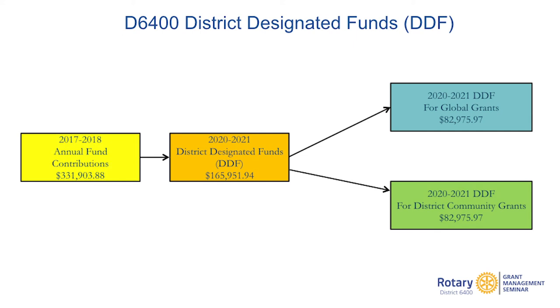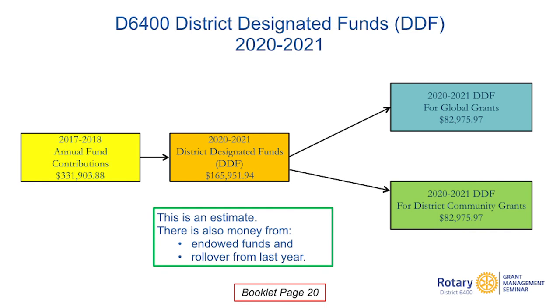We'll learn the difference between global grants and district community grants as the session goes on. I've made them different colors so you can watch at the top. Oh, one more thing. This is an estimate of how much we have, this $165,000, because there is money we earn from endowed funds that are money that's been donated on behalf of District 6400. There are four or five of these endowed funds. And there's money that rolls over from the previous year that's been unspent. All of the money in the district part that's unspent goes to the global part the next year.